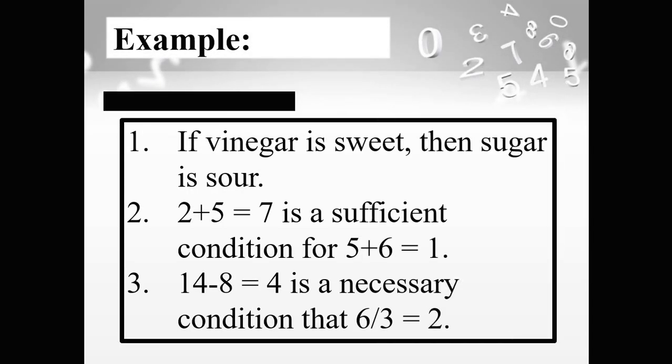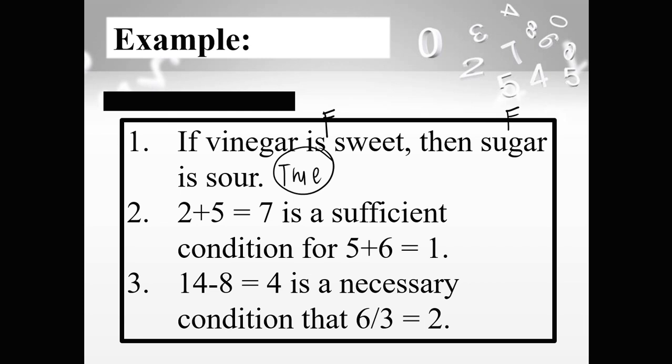So, let's have an example. If vinegar is sweet, then sugar is sour. Our first statement is false right away. Vinegar is sweet? That is false. Our second statement, sugar is sour, is also false. According to the rule of the conditional, when both are false, what will be the final answer? The final answer will be true.